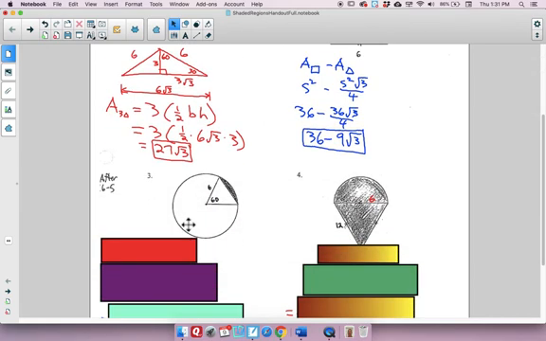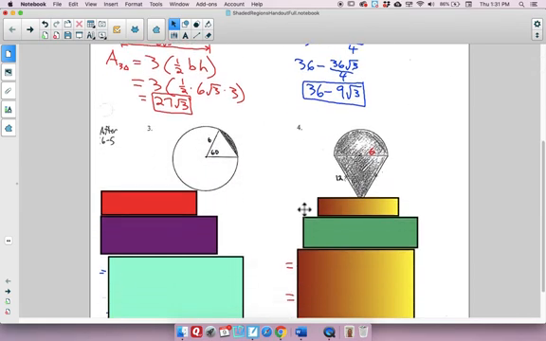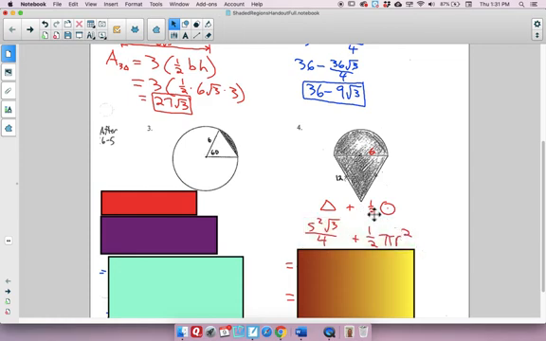We're going to skip number 3 here and go to number 4. Notice what we have here: a semicircle and an equilateral triangle. Give it a shot. The plan is going to be the area of the triangle plus the area of half the circle. The formulas for that are s squared root 3 over 4, and then 1/2 of pi r squared.